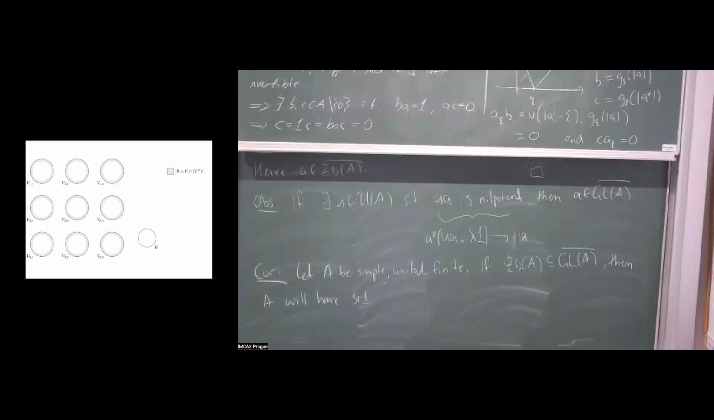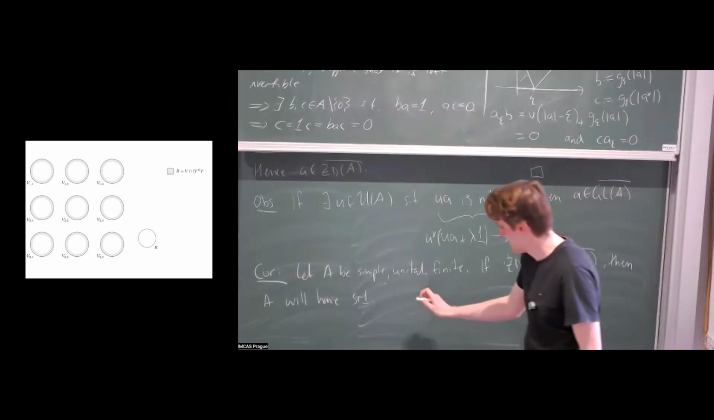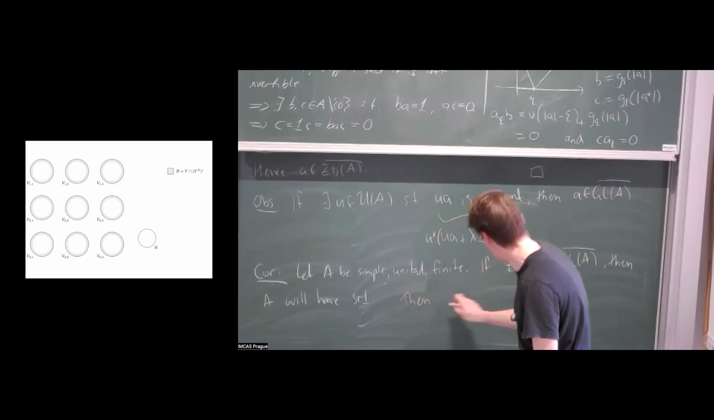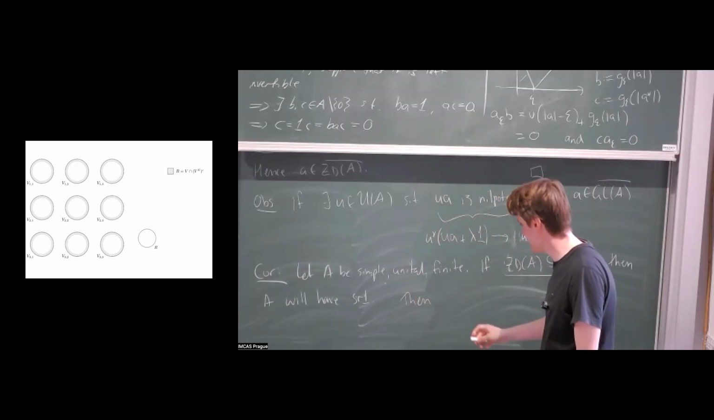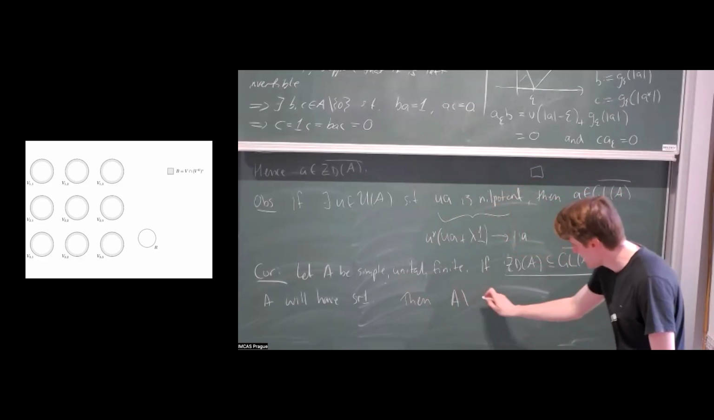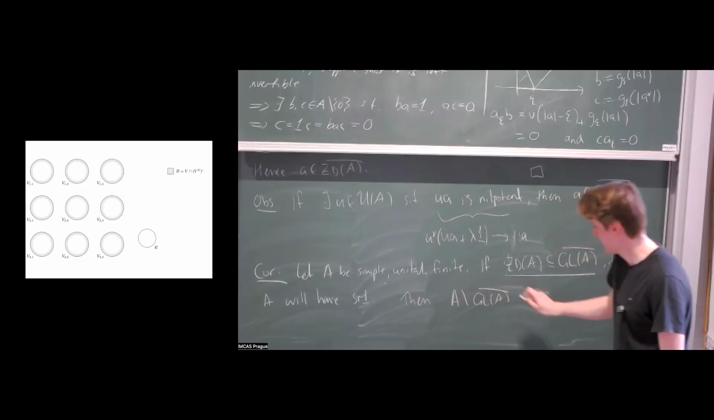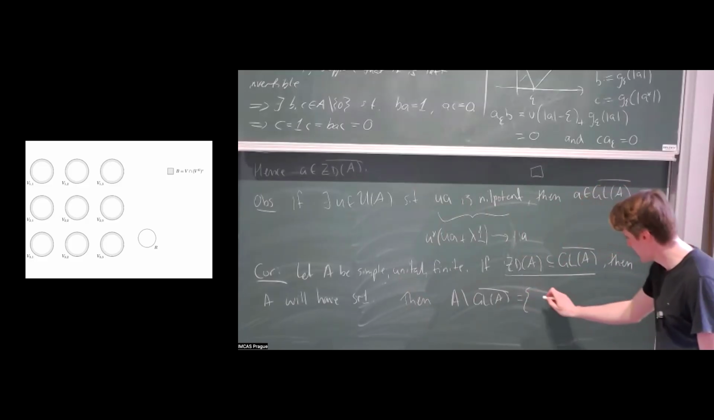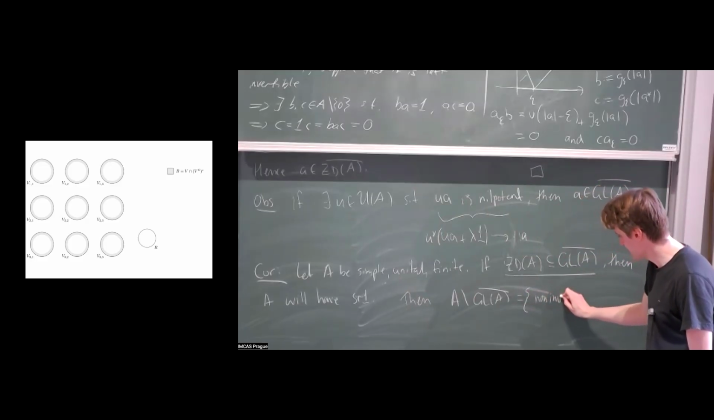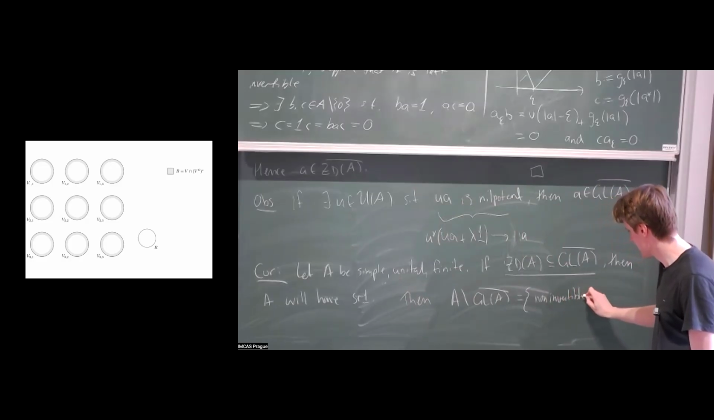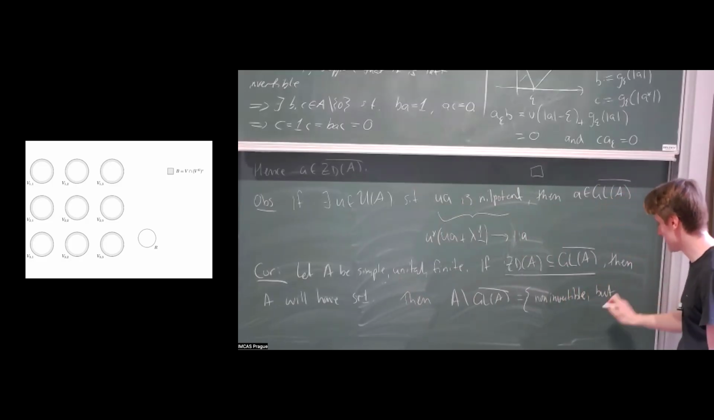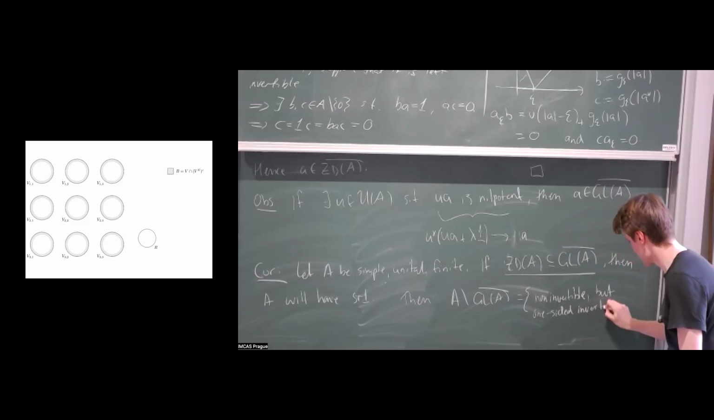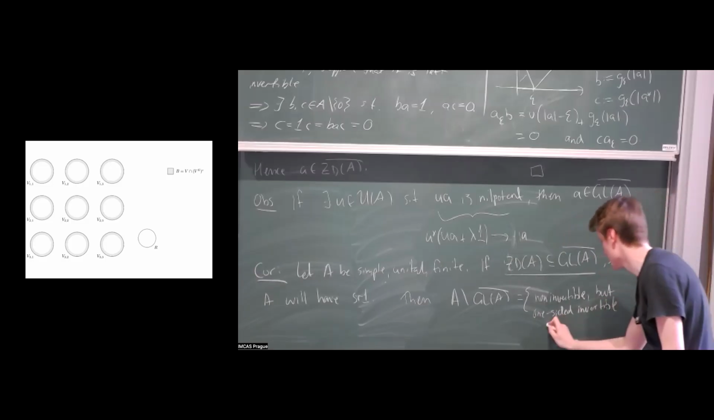Why is this? So it's a consequence of this previous proposition. So if you have this inclusion, this together with the proposition implies that A take away the closure of the invertibles consists precisely of the non-invertible but one-sided invertible elements.